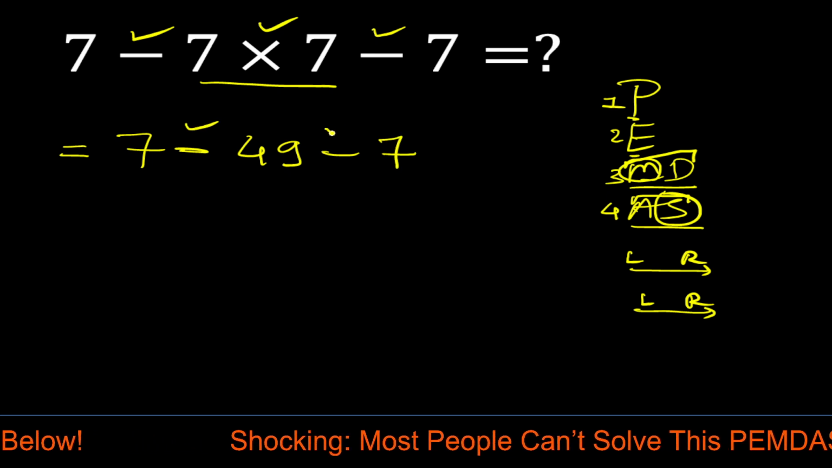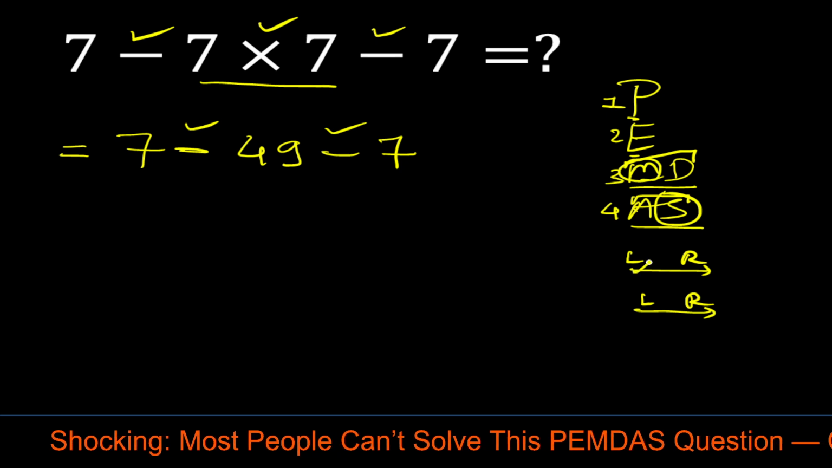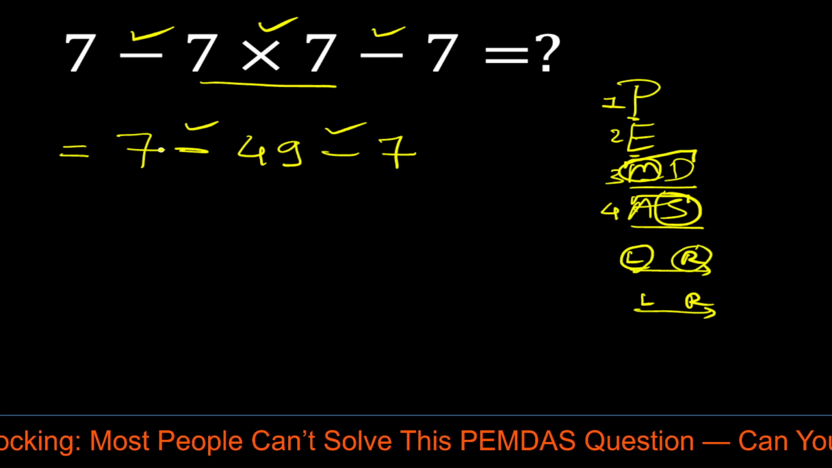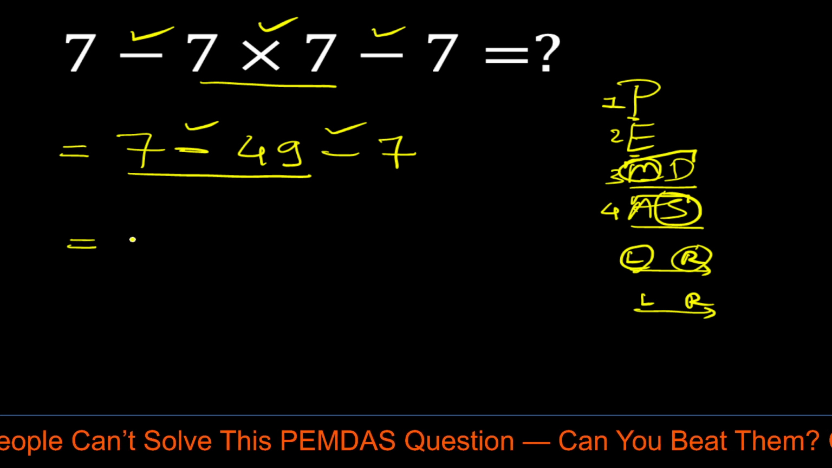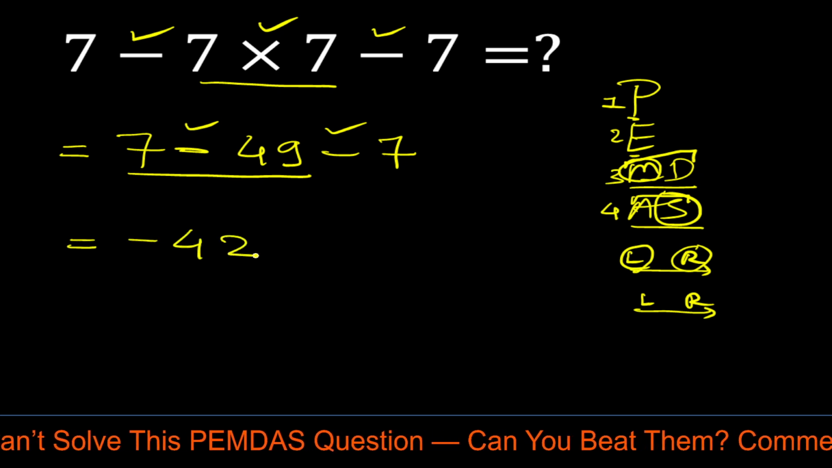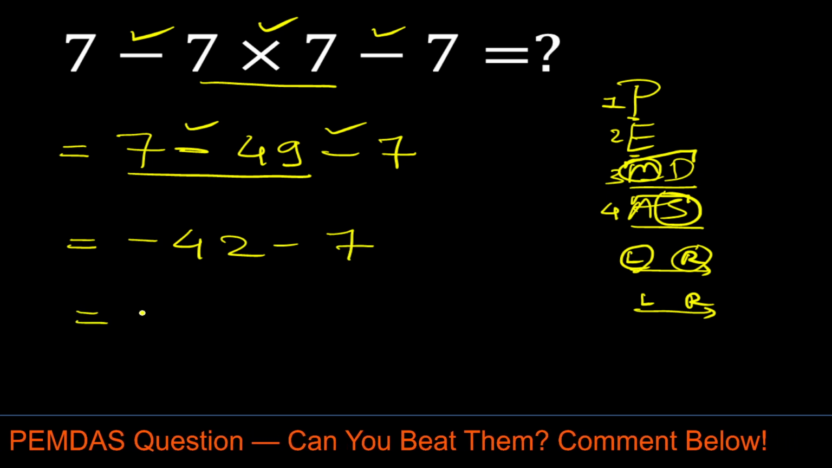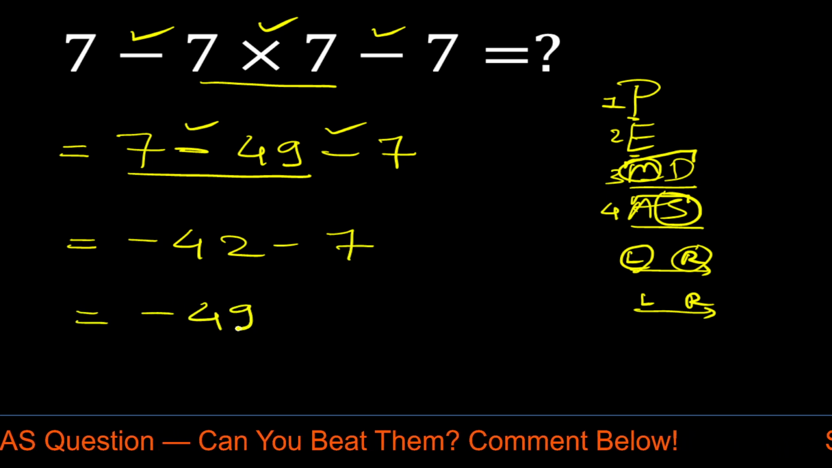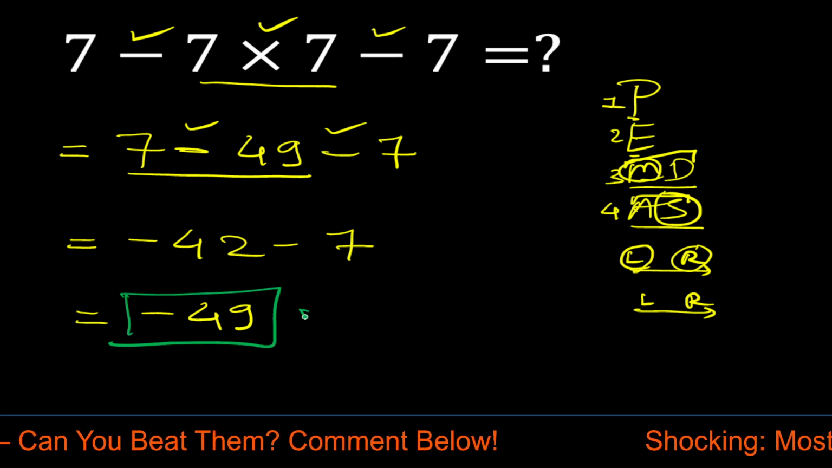Now here we have subtraction and here subtraction, and both have equal priority, so we have to solve it from left to right. So first we have to solve this subtraction. So 7 minus 49 is equal to minus 42, minus 7, right? So minus 42 minus 7 is equal to minus 49. So the correct answer is minus 49, right?